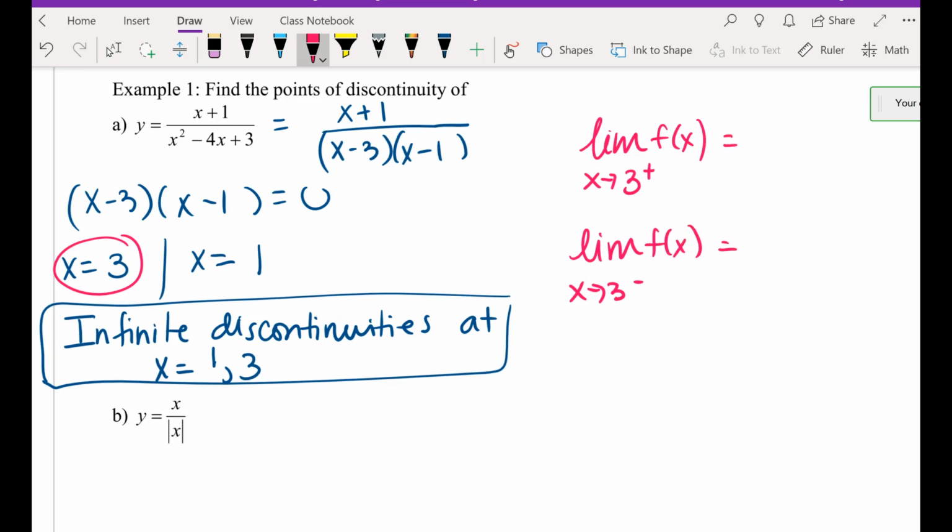Based on an infinite definition, the limit should equal infinity, right? Or positive and negative infinity. Would you guys agree? Okay, so let's check to see if it works.